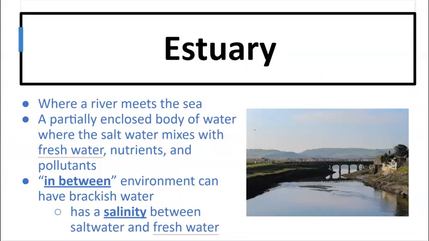Estuary is your next key term, and an estuary is just where a river meets the sea. It's a partially enclosed body of water where the salt water mixes with fresh water. It's an in-between environment, sometimes we call it that, and it has brackish water. Now, brackish water is one of your key terms, and brackish water is just a mix of fresh water and salt water. So the salt level in an estuary is going to be somewhere between that of fresh water and that of salt water.